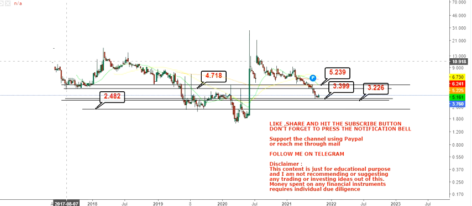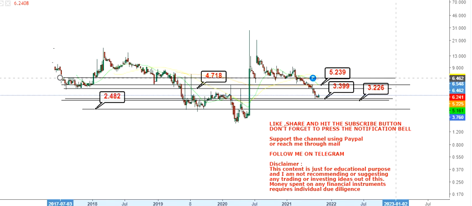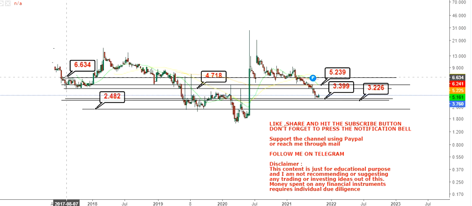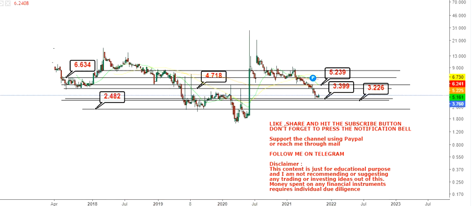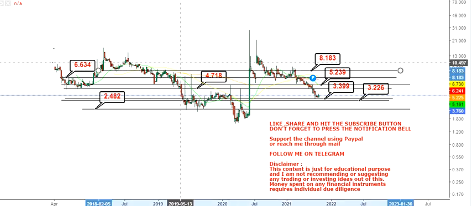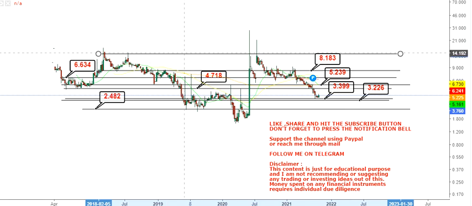So this is the first range that we are looking at for the primary targets. Beyond 5.3, you will have your next target, and it will push the price towards 6.63, right? 6.63 is going to be your next target. Beyond 6.63, what we have here is 8.18. So this is how we are going to approach this trend.